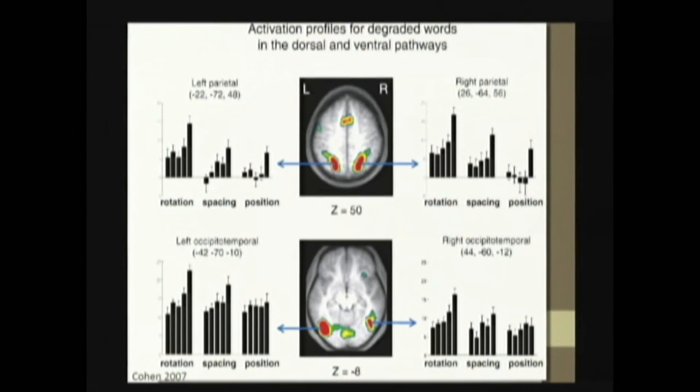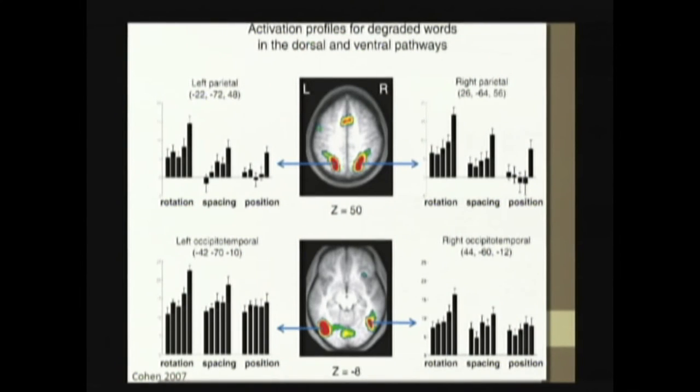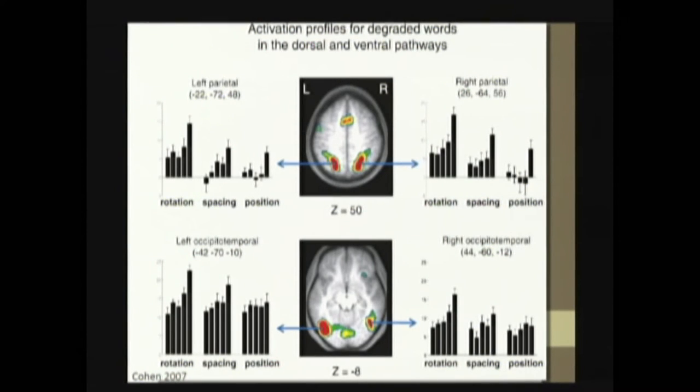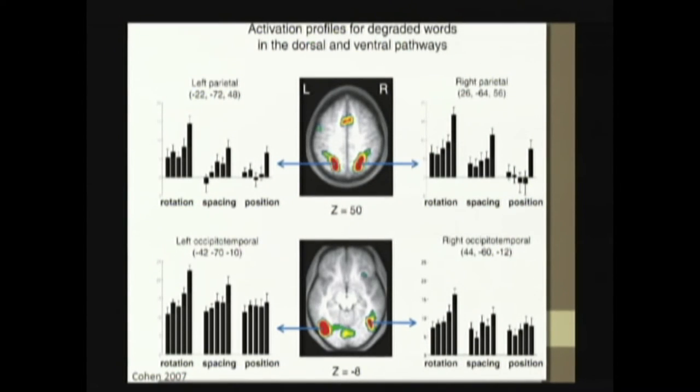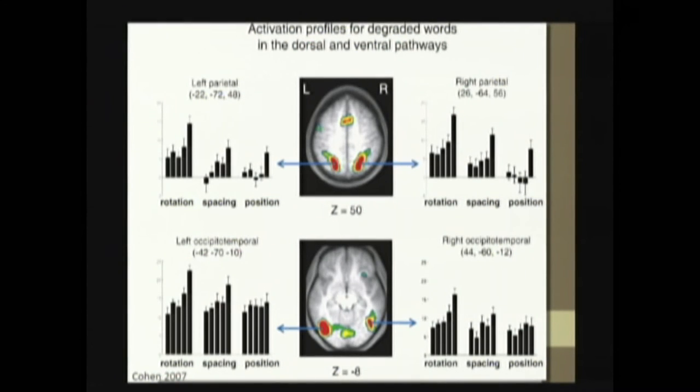If I just direct your attention to the one in the lower left here, which is the left occipital area, you can see that rotation had an effect on reading, in which they began to read letter by letter once the words were rotated by 45 degrees. And once the spacing was about 2.5 spaces apart, there was also a longer duration to read. The reading speed slowed down. Position did not have much of an effect on the brain. So we do know that there are some limits when words do not look like words anymore and begin to look like separate letters.